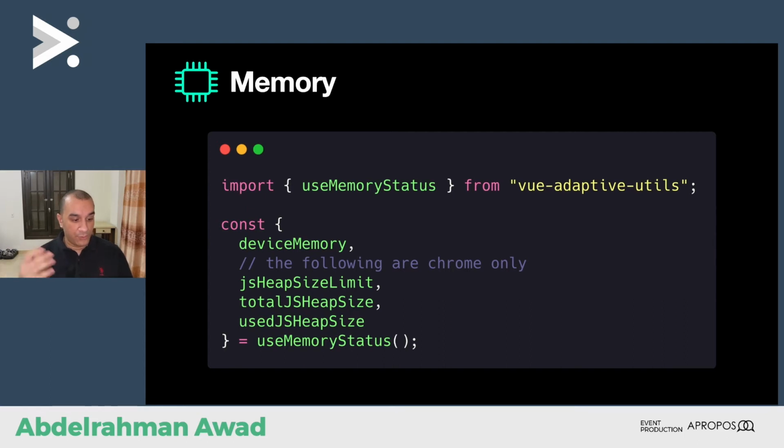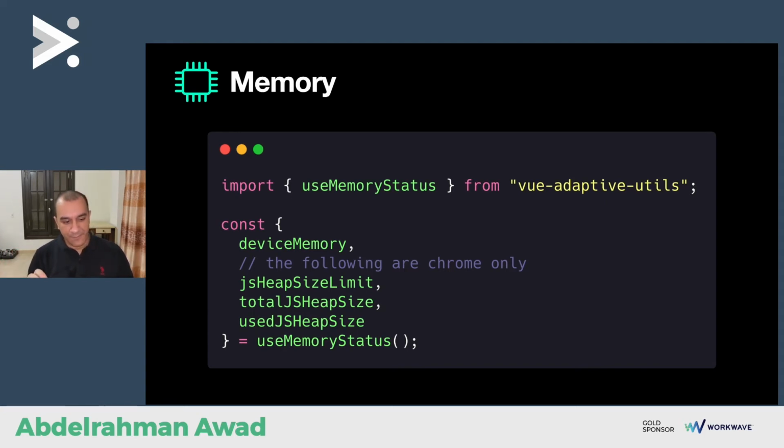Anyways, for memory, we have a function called useMemoryStatus, which reports a lot of useful properties like the device memory, which is the device RAM size in gigabytes. It has a maximum of 8 gigabytes, so it won't report anything more than 8 gigabytes. So if you get 8, then it's pretty much a very high-end device.